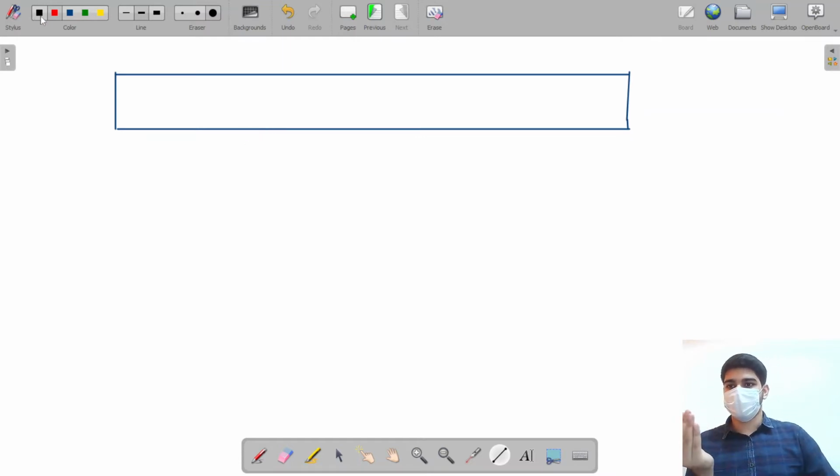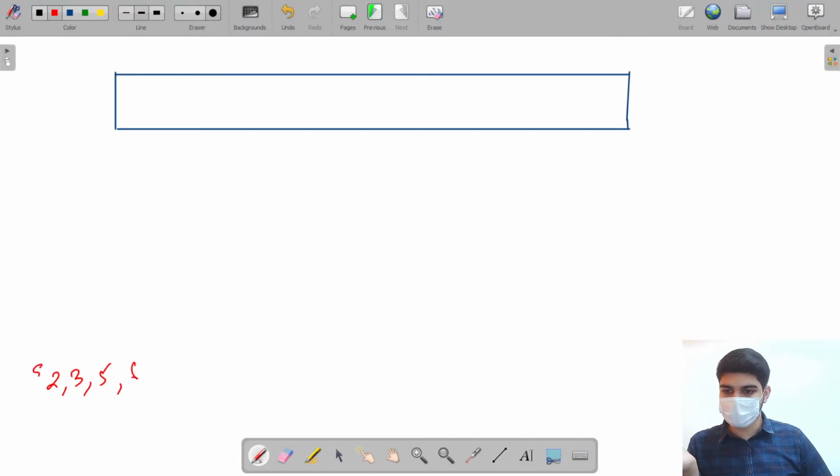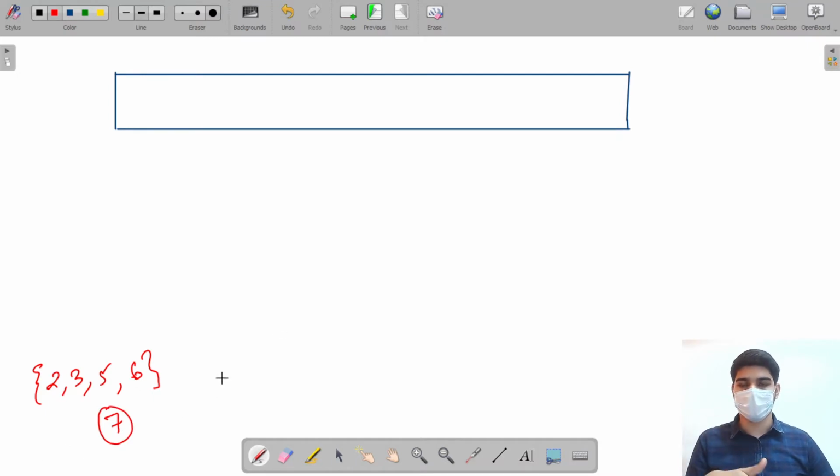Let's take a sample input case similar to what we did. Let's suppose I have 2, 3, 5 and 6. These are my coins, and let's suppose 7 is my amount. So if 7 is my amount, I will have indexes from 0 to 7. Let's write them down: 0, 1, 2, 3, 4, 5, 6 and 7 over here.